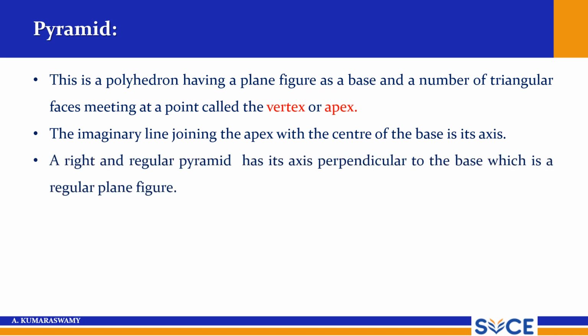A right and regular pyramid has its axis perpendicular to the base, which is a regular plane figure. Its faces are all equal isosceles triangles. So that is very important: isosceles triangles. It is composed of isosceles triangles. Then there is the triangular pyramid.